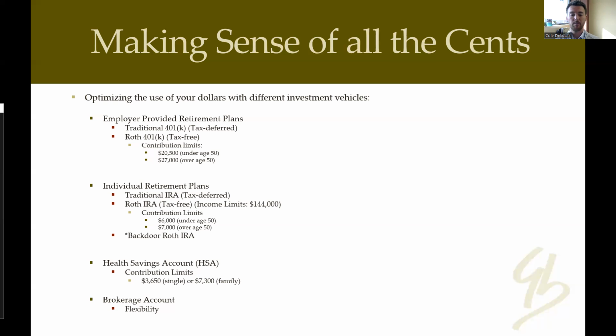So as I stated before, we plan to visit these investment vehicles in our next video series and showcase an example or two of how they are working for clients in different ways.